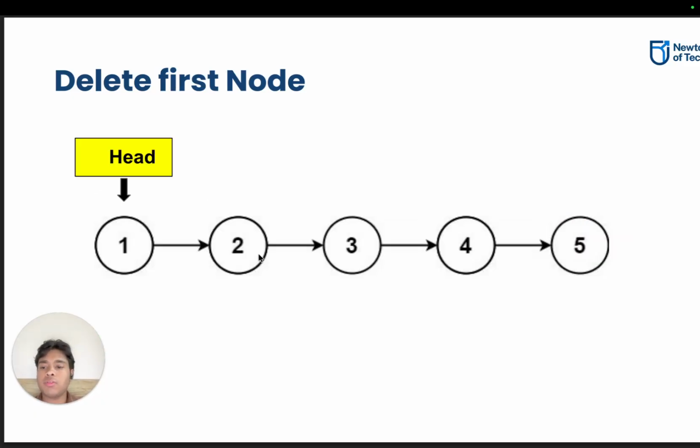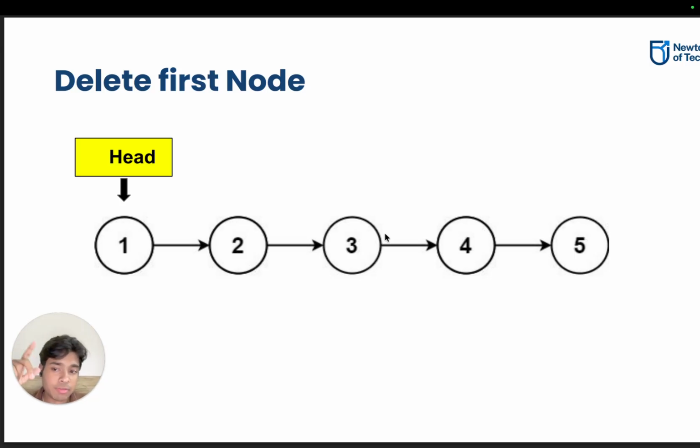So we have learned 3 things till now: inserting the node at the beginning, inserting the node at the end of the linked list, and deletion of the node from the last of the linked list. Now we are going to learn deleting the first node in the linked list. As you know, 1 is our head and 5 is our tail in the linked list, as you can see in the diagram. So we have to remove the first node, meaning we have to remove the head.